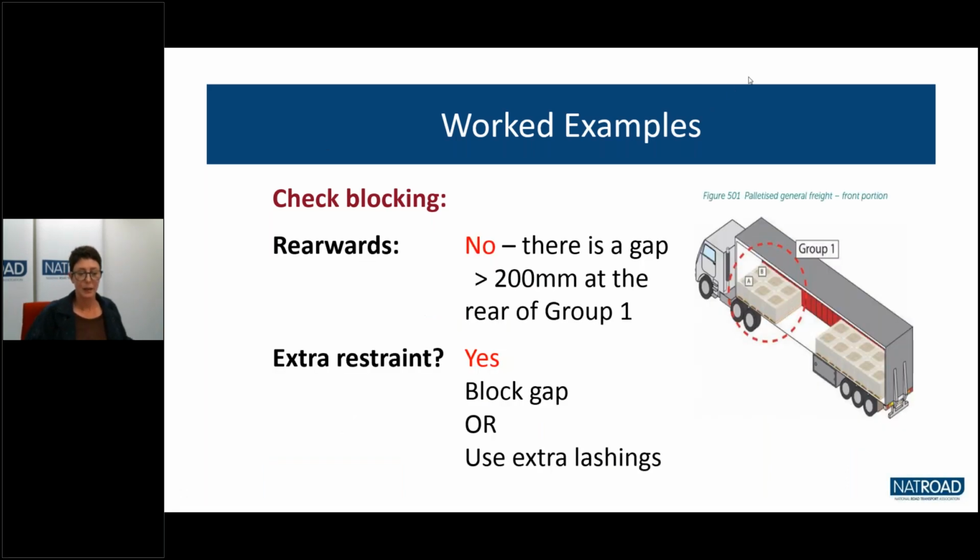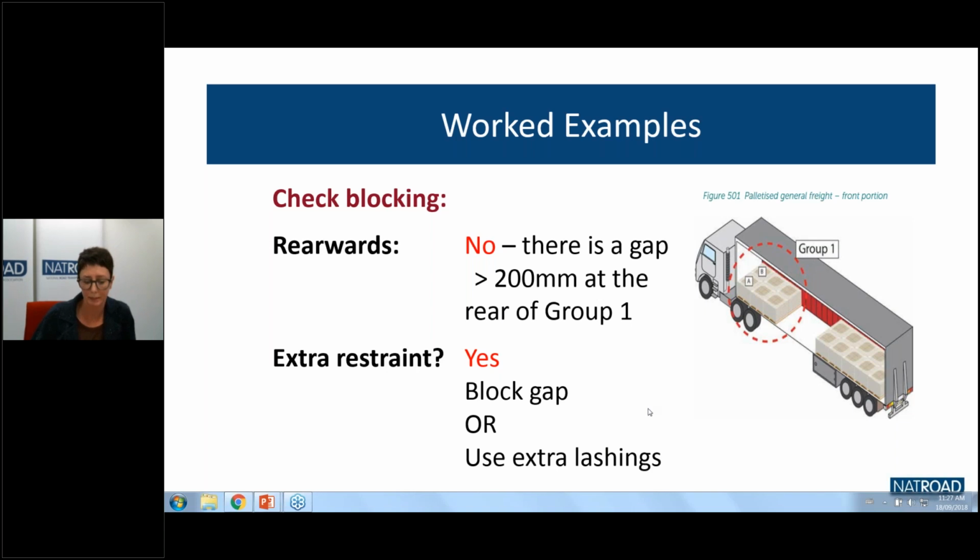Okay. So finally for this one, you need to also check the rearwards blocking. And in this example, the load is not blocked rearwards. Now I've had many people comment that you would never load a truck like this anyway, but it's been for illustrative purposes only. So it's not blocked rearwards because there is a gap greater than the 200 millimeters at the back of the group one. So in this situation, you would need to block that gap at the back or use extra lashing straps to make sure that it meets the performance standards.